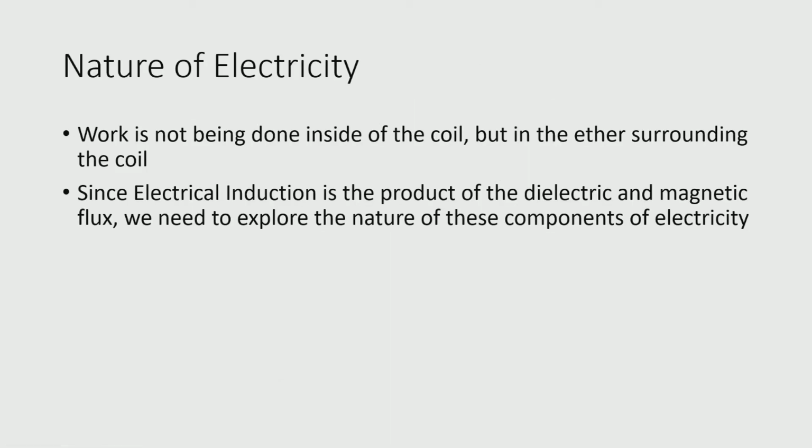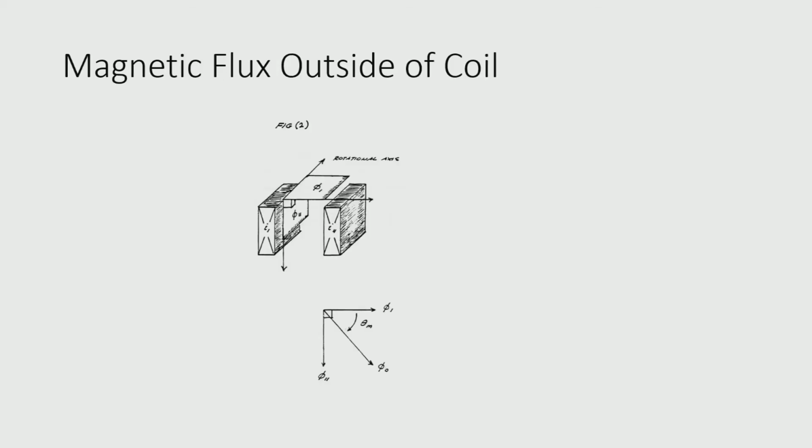So what we need to understand here is, like I've been saying, electrons are not flowing through a wire. That's not how electricity works. The work is done by unified fields on the outside of the coil, okay? Flowing through a wire is just an illusion. That's not really how it works. Electricity is unified fields. And since electrical induction is the product of the dielectric and magnetic flux, we need to explore the nature of these components and how they operate, right? So we're going to start with the magnetic flux.